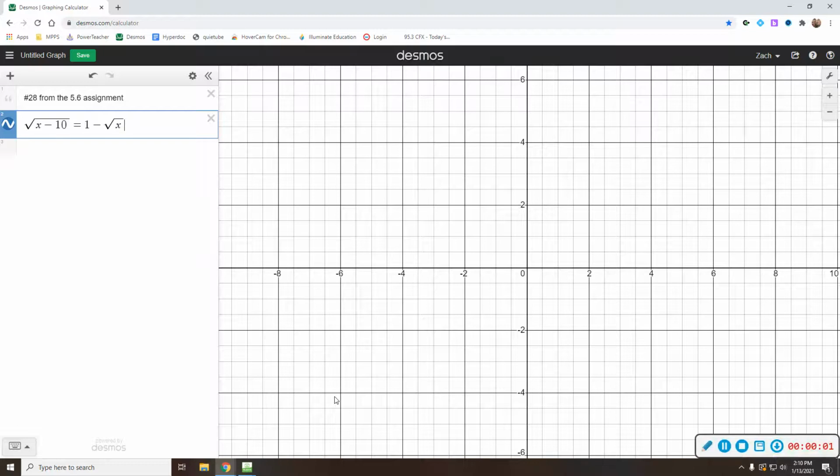Okay, I just wanted to put together a short video here over some of the more complicated problems from section 5.6. This is number 28 that I would like to go through. It's square root of x minus 10 equals 1 minus square root of x.